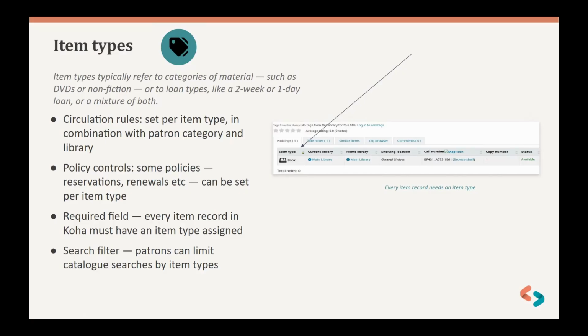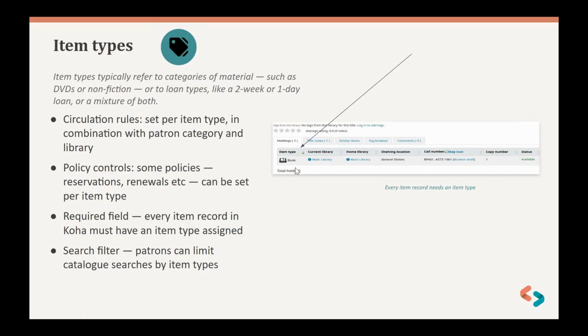Also, many other policies are driven by the item type, such as the renewals and reservations. So this is a required field. Every single item in Koha must have an item type associated to it. Finally, just like libraries, the patrons can use item types as a search filter to narrow down their catalogue results. You can see the item types in Koha on this screenshot.